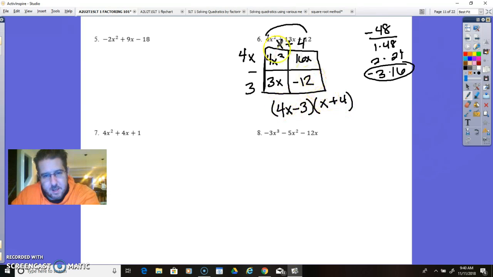Double check that. 4x times x is 4x squared. Check. Negative 3 times 4 is negative 12. Check. Outers, 16x minus 3x, as we said right there. Boom, that equals 13x. It works.